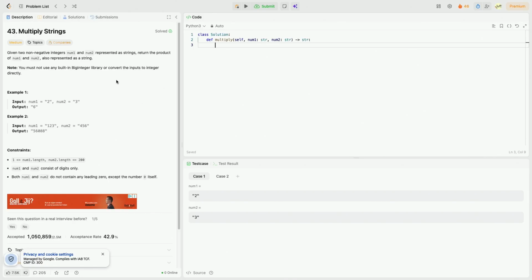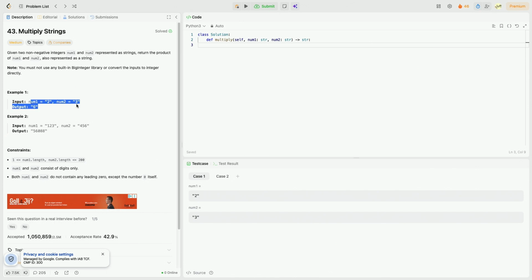Today we're looking at another problem from the LeetCode 150 list from the math and geometry section. This problem is a medium one. It's LeetCode 43, Multiply Strings. We're given two non-negative integers, num1 and num2, represented as strings. We should return the product of num1 and num2, also represented as a string. Note, you must not use any built-in big integer library or convert inputs to integer directly.